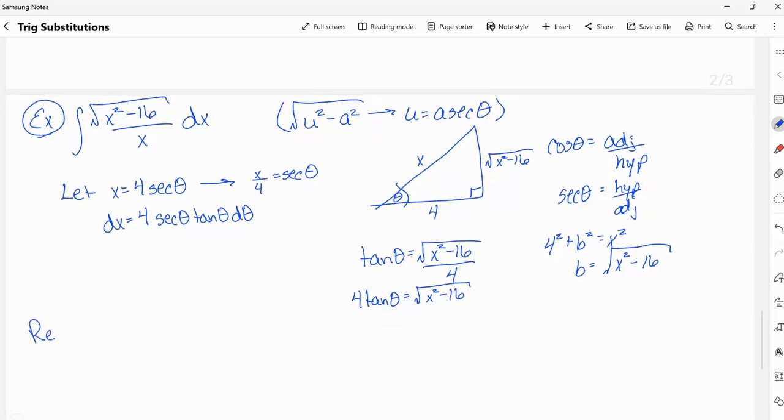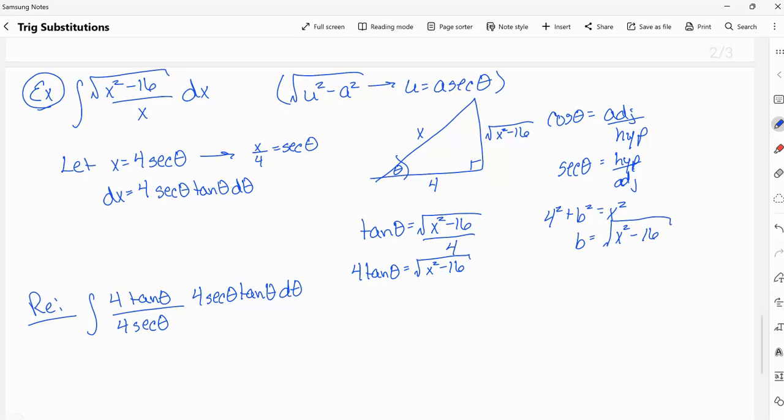So let's rewrite everything. Let's substitute in what we know. That square root of x squared minus 16 is 4 tangent of theta. X we said was 4 secant of theta. Dx is 4 secant theta tangent theta d theta. We see that the 4 and the secant are going to reduce. So this 4 is still going to be there. I'm going to pull it out. I'm going to have a tangent squared here. That's what I want to integrate.